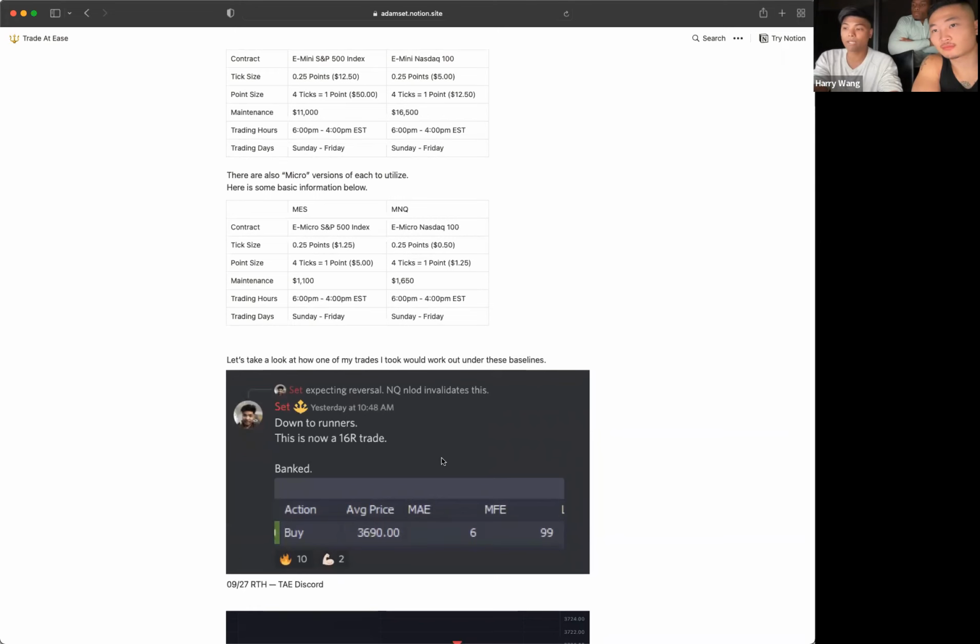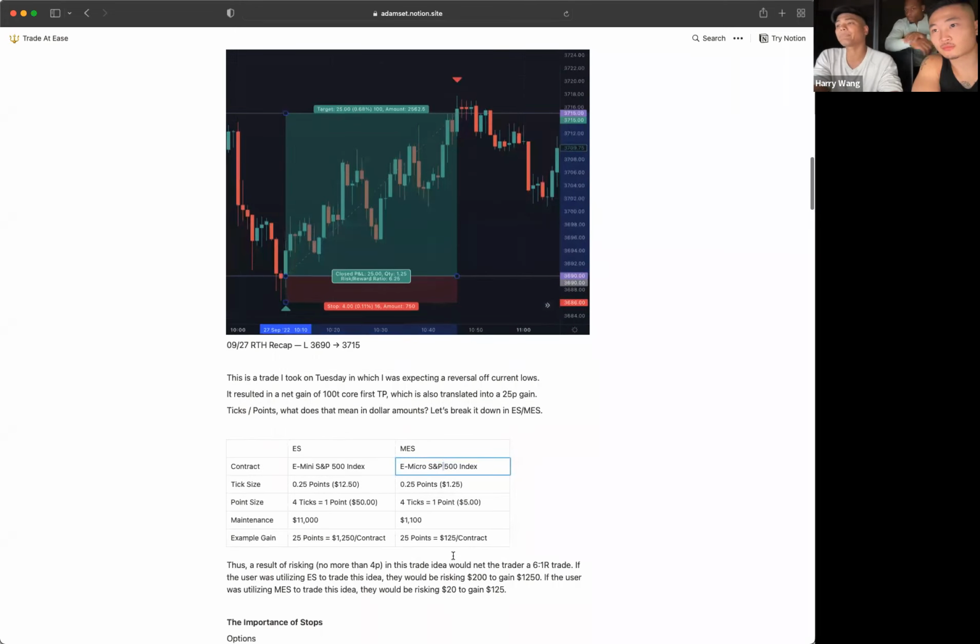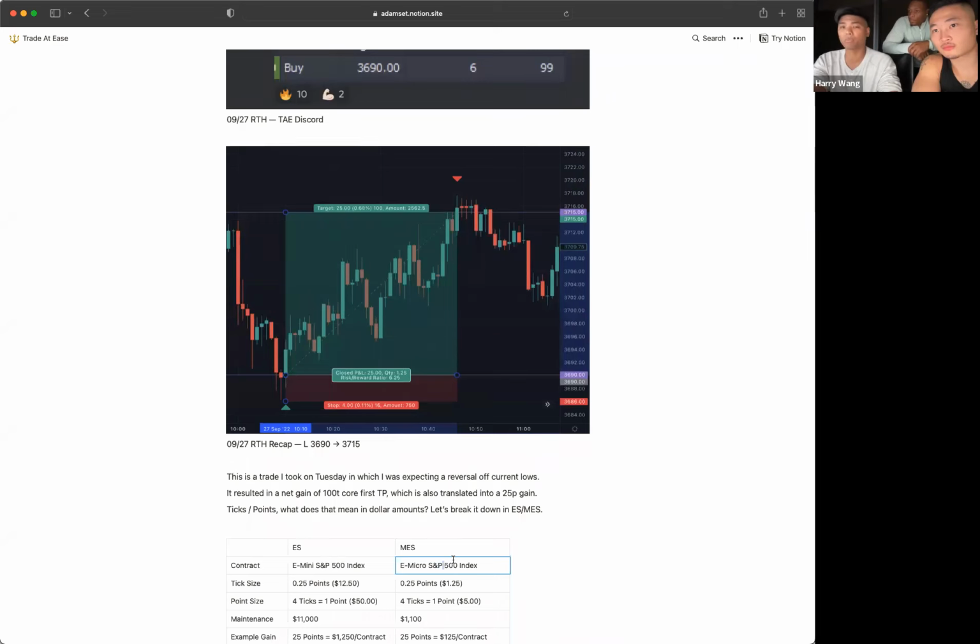This was on 09/27 within the Tay Discord. Just as a recap, this is pretty much what it looked like in terms of the candlestick position. So, long at 36.90 at the strike and closed at 37.15. This is a trade that I took on Tuesday in which I was expecting a reversal off of the current lows. It resulted in a net gain of 100 ticks on the first take profit, which translates into a 25-point gain. So ticks and points, can anybody tell me what that means in dollar amounts?